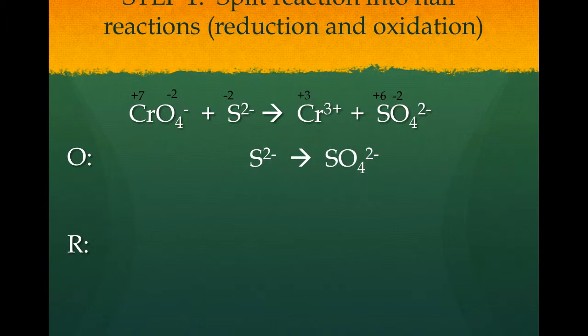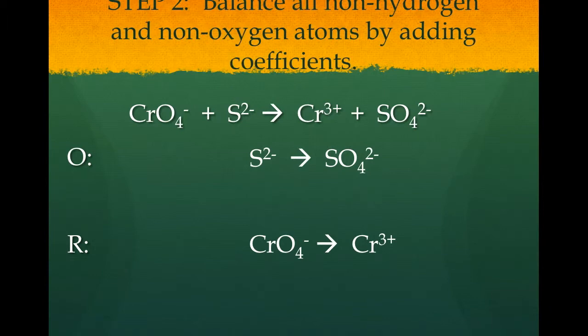So our oxidation half reaction becomes S2 minus forming SO4 2 minus, and chromium was reduced and went from a +7 down to a +3. So our reduction half reaction is CrO4 minus going to form Cr3 plus. All right, step 2. Balance all non-hydrogen, non-oxygen. All right, go.